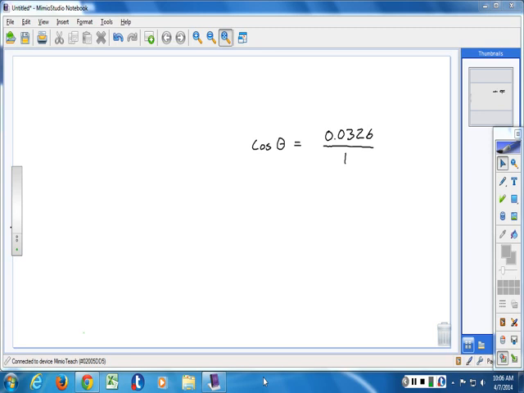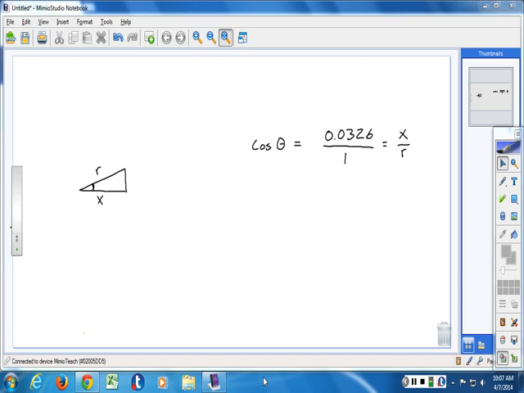Now, if that's cosine of theta, what was cosine of theta? SOHCAHTOA: adjacent and hypotenuse. If we're writing that with x and y, this is x over r. The angle, the adjacent one is x, and the hypotenuse is always r. So cosine is adjacent over hypotenuse, which means x over r. So if our radius is 1, our x value is 0.0326.